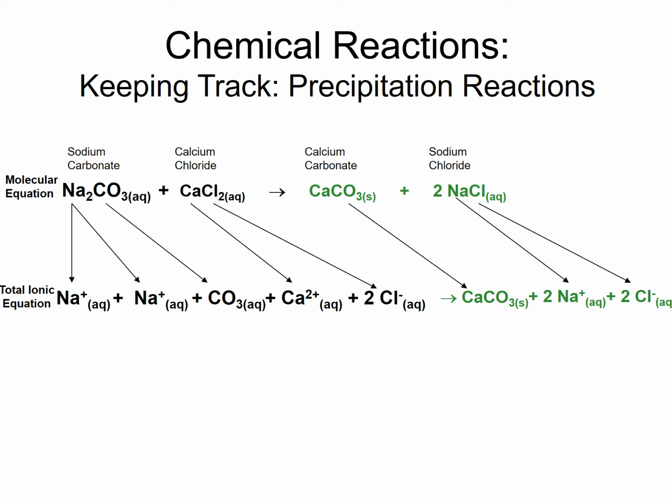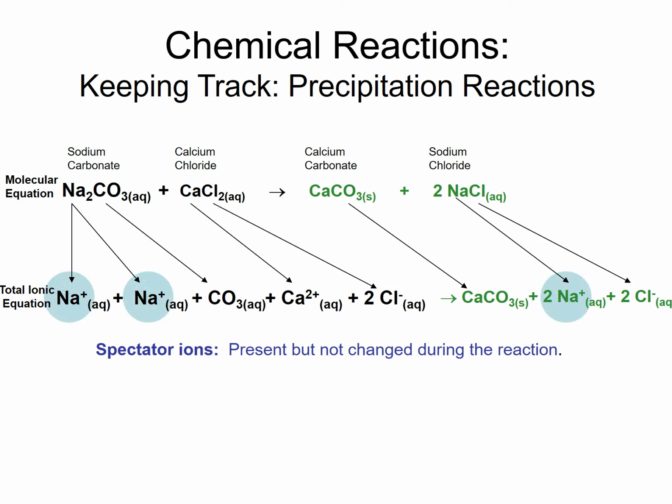All right, so you can see that the total ionic equation contains a lot of detail. You might also notice that the total ionic equation contains a fair bit of redundancy. That is, things that appear both on the left and things that appear on the right. When an ion or a species appears identically on the left and on the right, we call those spectator ions. They're present in the solution, but they're not changed during the reaction at all.